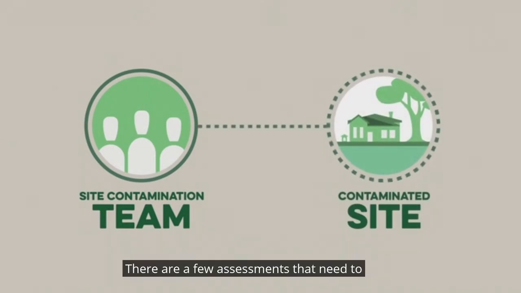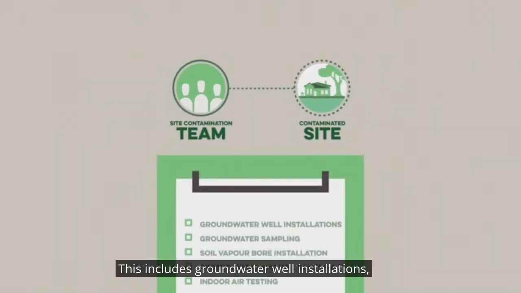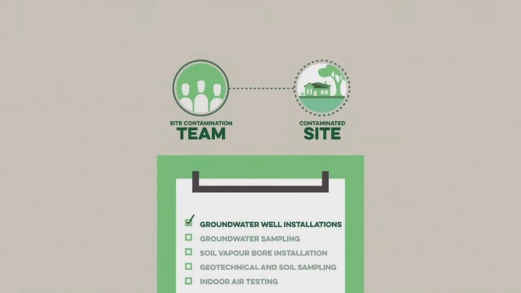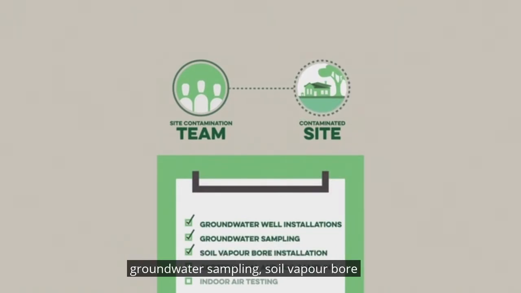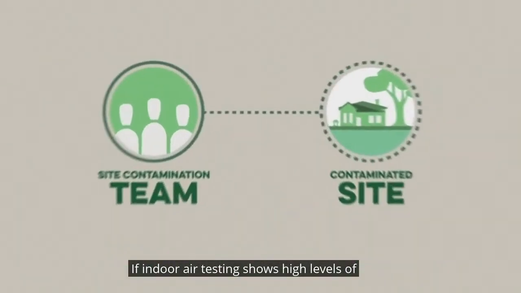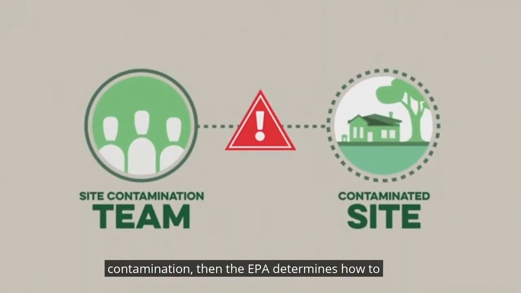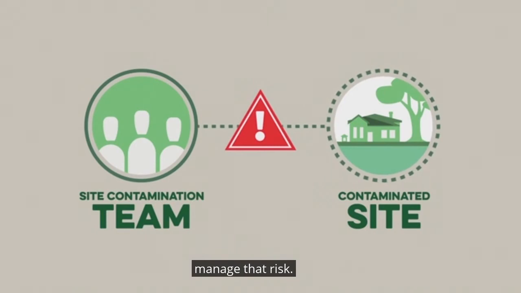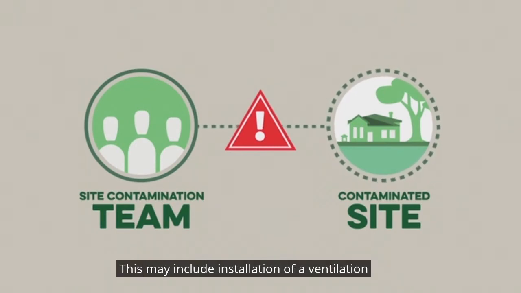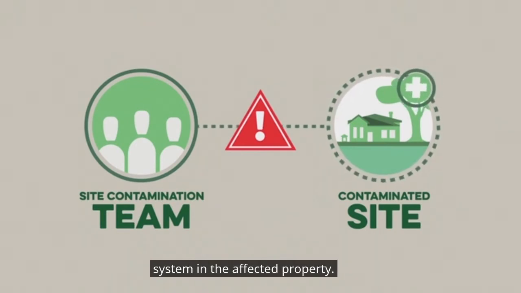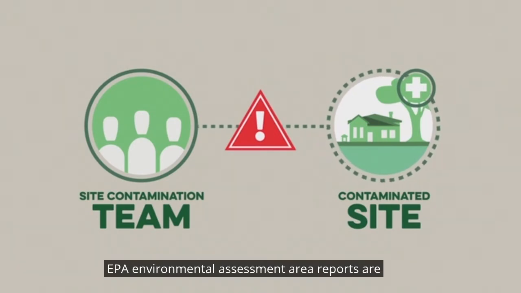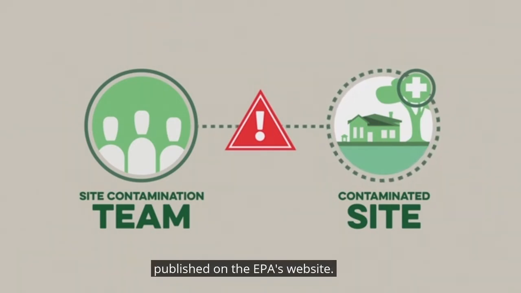There are a few assessments that need to happen to determine if there is contamination in soil, groundwater or soil vapour. This includes groundwater well installations, groundwater sampling, soil vapour bore installation, geotechnical and soil sampling, and indoor air testing. If indoor air testing shows high levels of contamination, then the EPA determines how to manage that risk. This may include installation of a ventilation system in the affected property. EPA Environmental Assessment Area reports are published on the EPA's website.